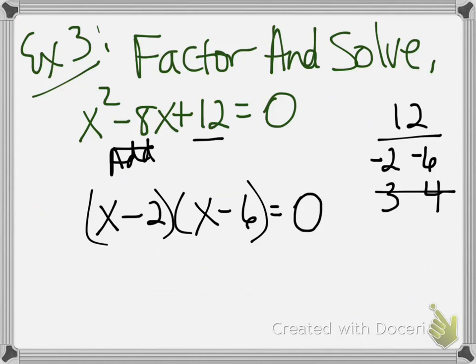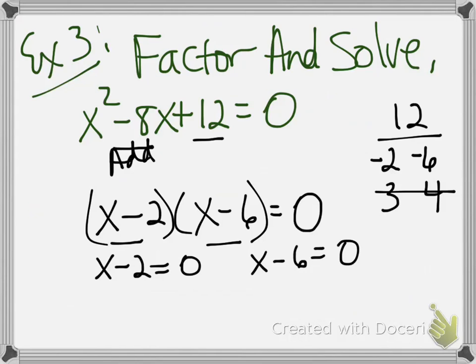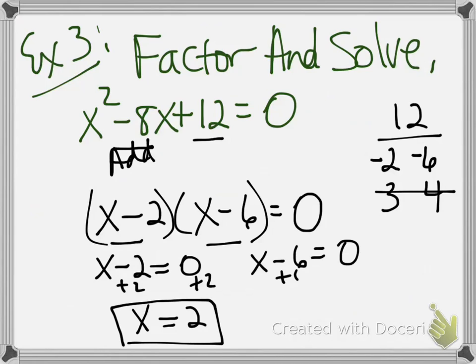Now the difference here in this problem is that it's equal to 0. That's how we know we have to solve, because it has the equal sign. So since it's equal to 0, I've got two factors. I take each factor and I set each of them equal to 0. X minus 2 could be 0, x minus 6 could be 0. So if I add 2 to both sides, x equals 2 is one of my solutions. And if I add 6 on the other equation, x equals 6 is my other solution. So the two solutions for this problem are x equals 2 and x equals 6.